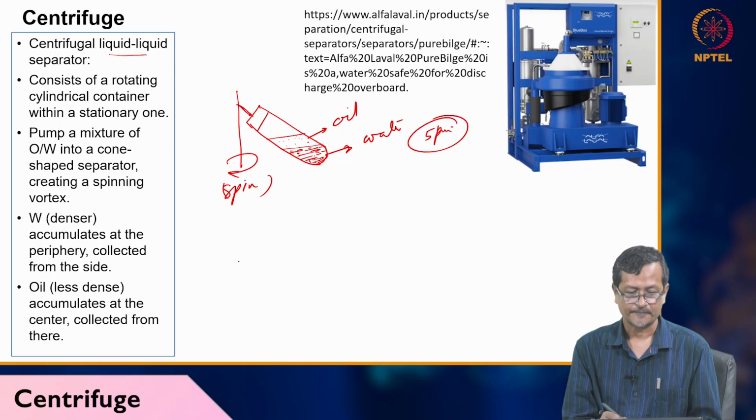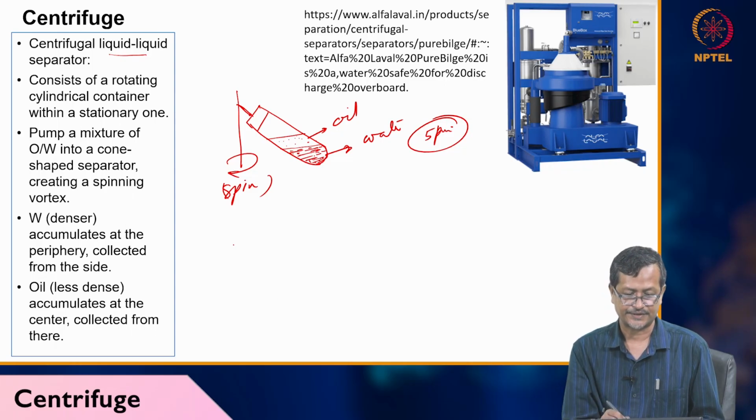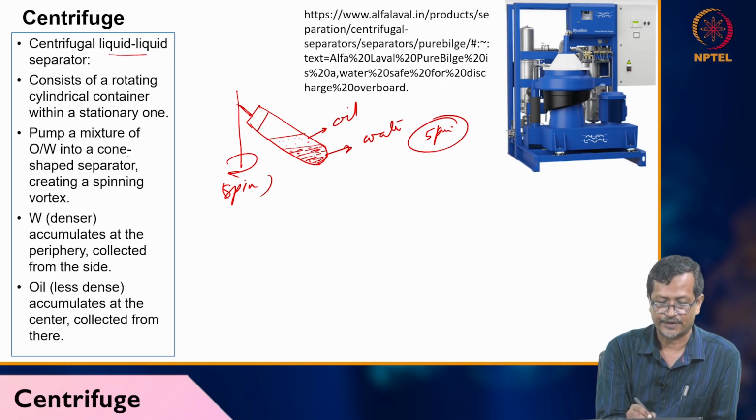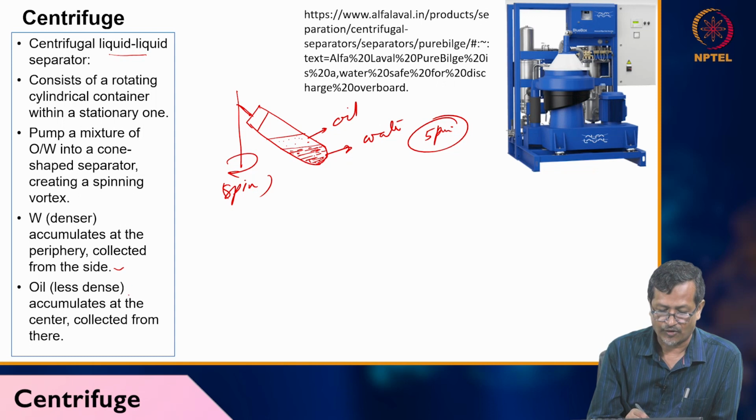Okay, consists of rotating cylindrical container. Cylindrical container you can see here. Pump a mixture of oil and water into cone shaped separator, so it will be cone shaped, creating spinning vortex. So you are creating it at very high speed. So water, denser, accumulates at the periphery, collected from the side. Oil, less dense, accumulates at the center, collected from there.